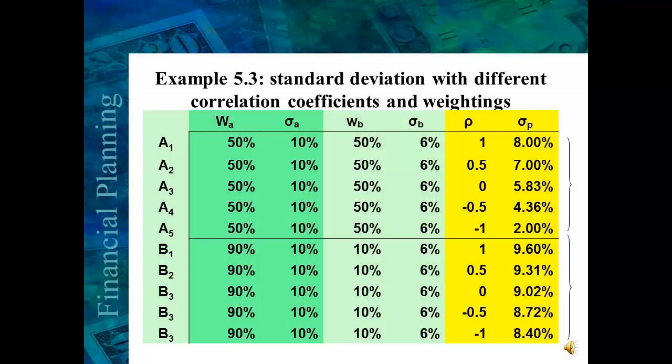Portfolio B is weighted 90-10 between assets A and B. As expected, the portfolio standard deviation drops as the correlation coefficient between the two assets moves from perfectly positive correlation to perfectly negative correlation. However, because the portfolio weighting in the one asset is 90%, the positive effect of diversification is muted relative to the 50-50 portfolio.